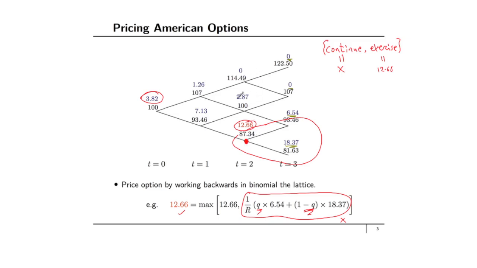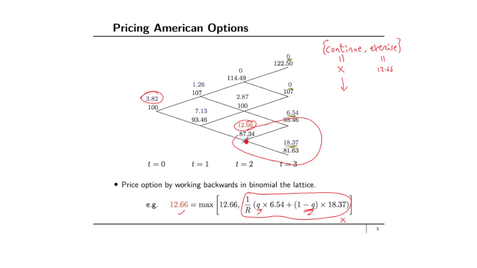At each of the other nodes, the fair value of the option turns out to be the continuation choice. It's only at this node that exercising was optimal, and that's why we've highlighted it in a different color here. So that's how we price American options. We just work backwards in the lattice, in the binomial tree, as we did with the European options, but with the added complication of having to check at each node whether it was optimal to exercise or not.